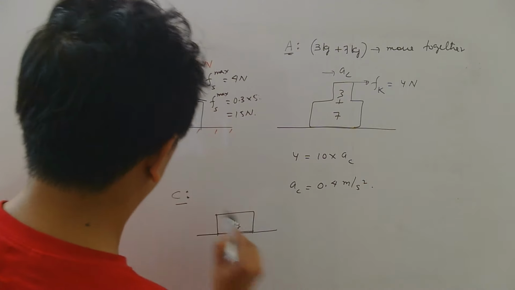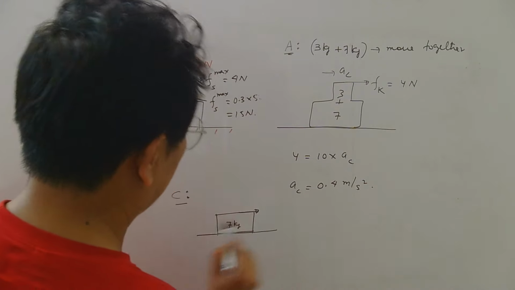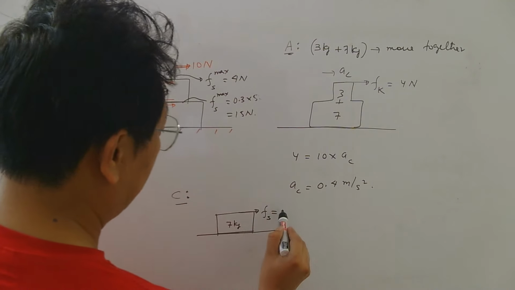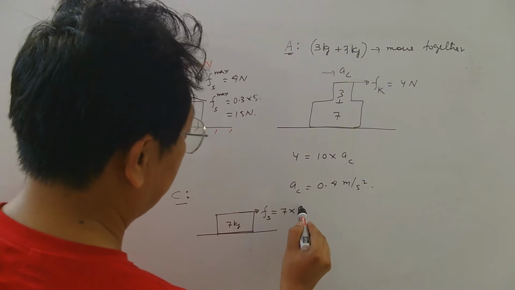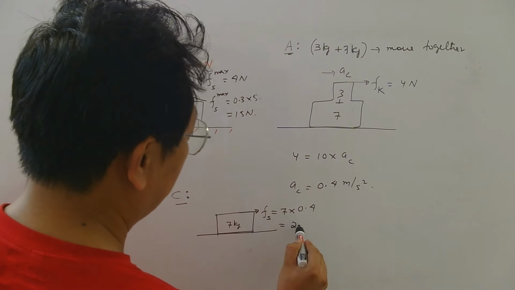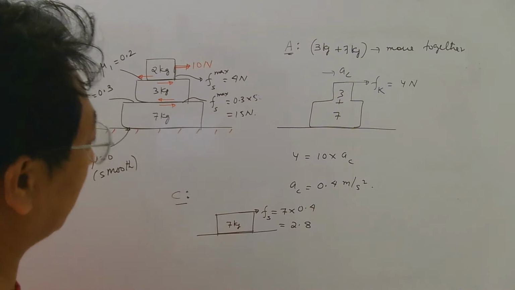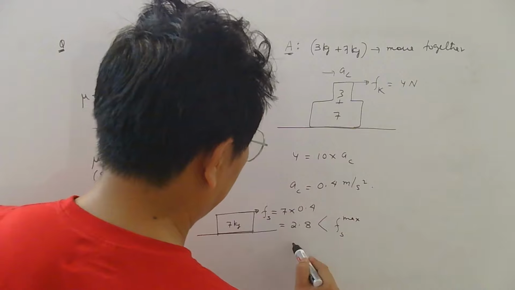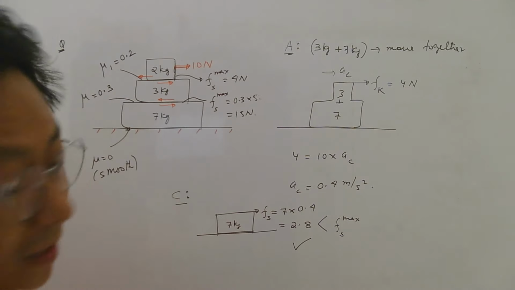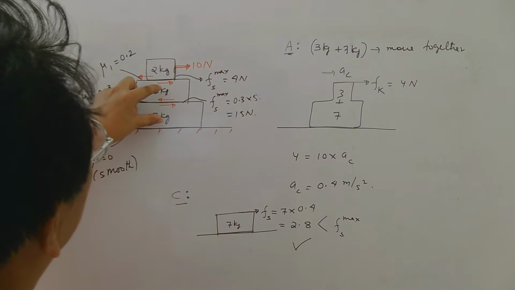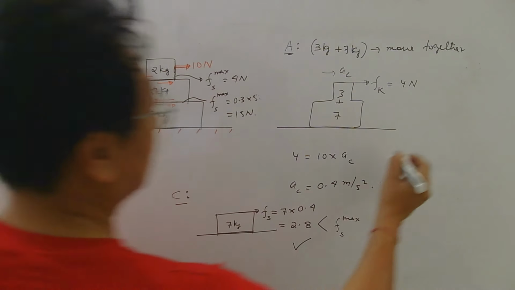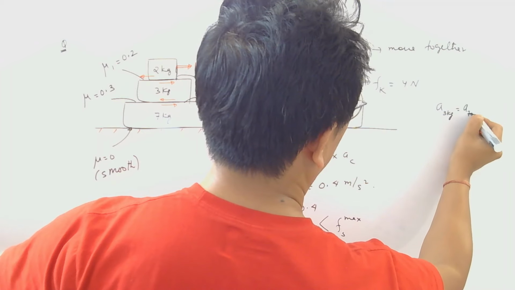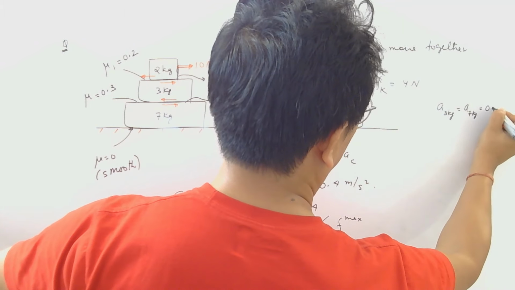Here there is no friction, here there is this friction, and since I'm saying they move together, friction here should be static. M into A, 7 into common acceleration 0.4. This is 2.8, right? 7 fours are 28, which is 100% less than the maximum static friction. So this is possible, right? So we came to know these two are moving together. So the answer will be what? The acceleration of the 3 kg and 7 kg is 0.4.